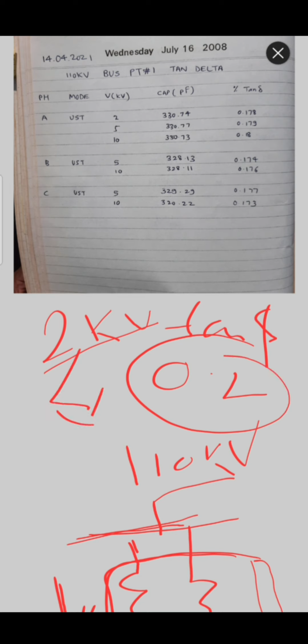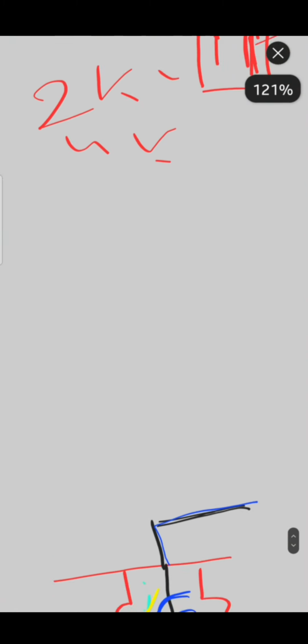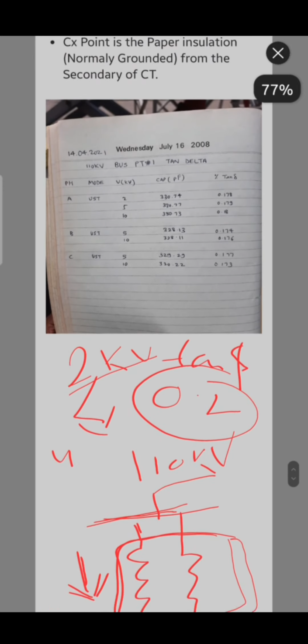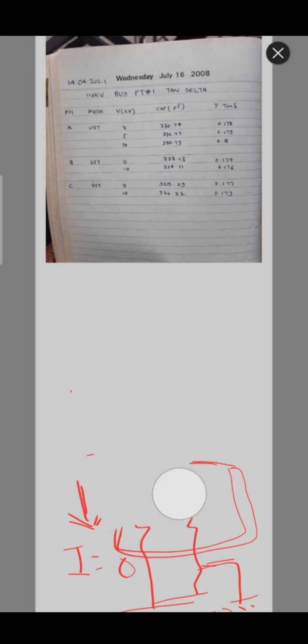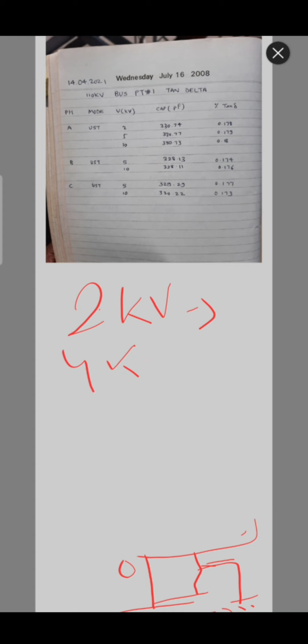Then we go for 4 kV. First we perform the testing at 2 kV. Then we see the value. What is the value of tan delta? If it is good, then we go for 4 kV, then we go for 6 kV, and up to 10 kV we perform the tan delta test.